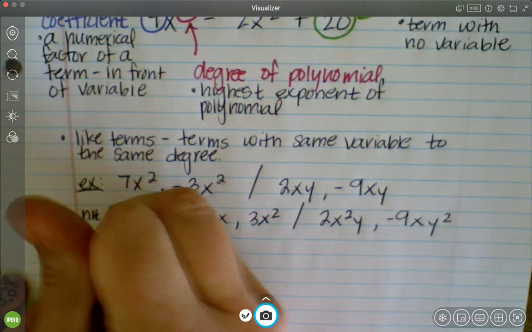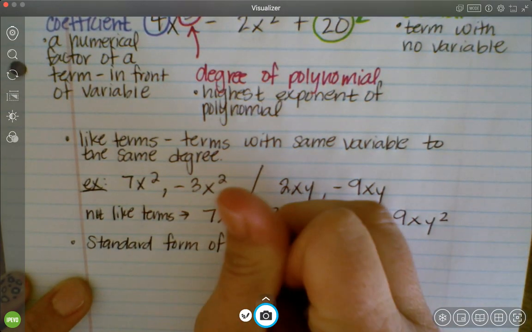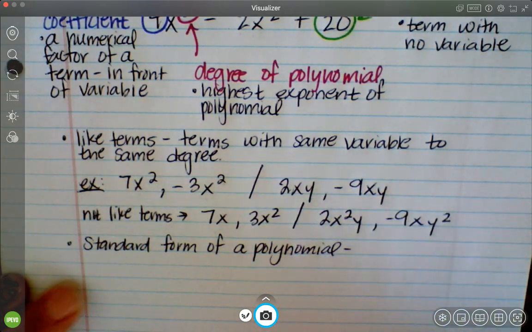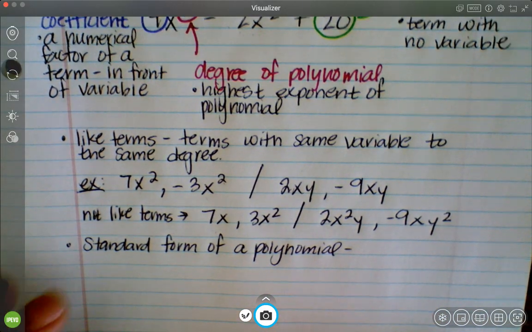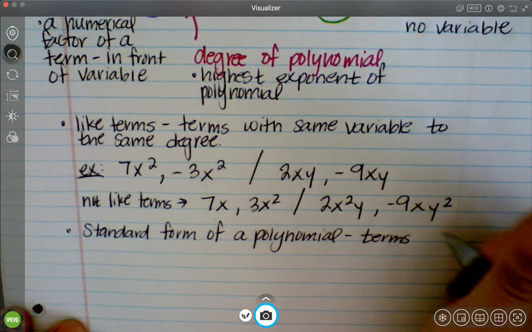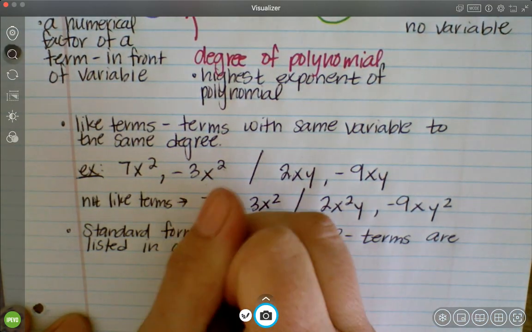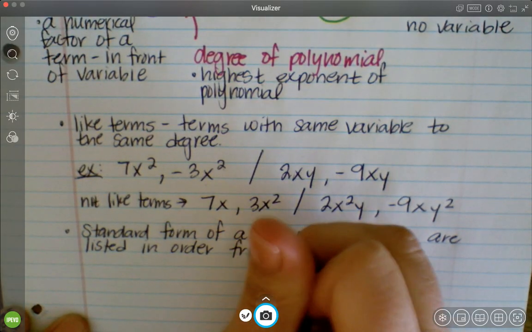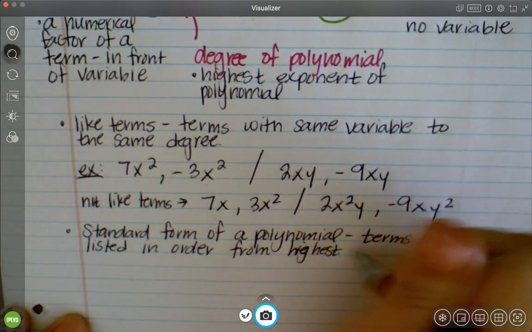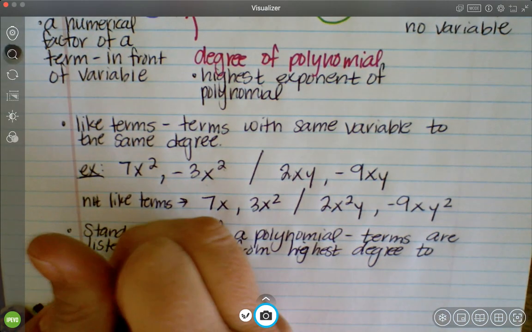We have standard form of a polynomial. This is when the terms are listed in order from the highest degree to the lowest degree term.